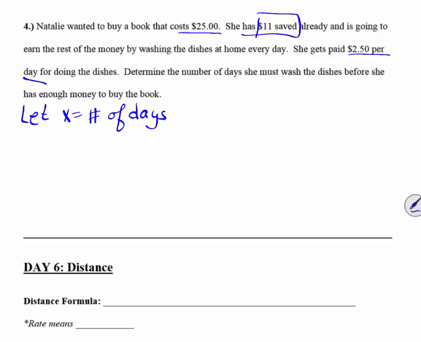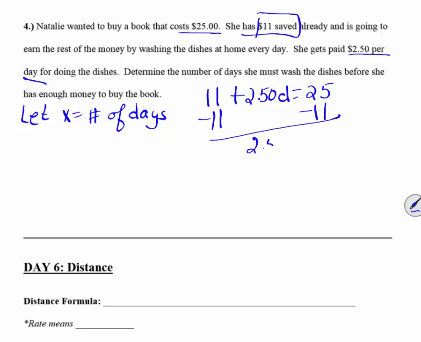We're going to write my equation. So the book is $25. That's her total. She has 11 plus how much she's going to earn from doing the dishes, 2.50 times D. Subtract 11. So 2.50D equals 14. Divide by 2.50. So she has to do the dishes 5.6 days.